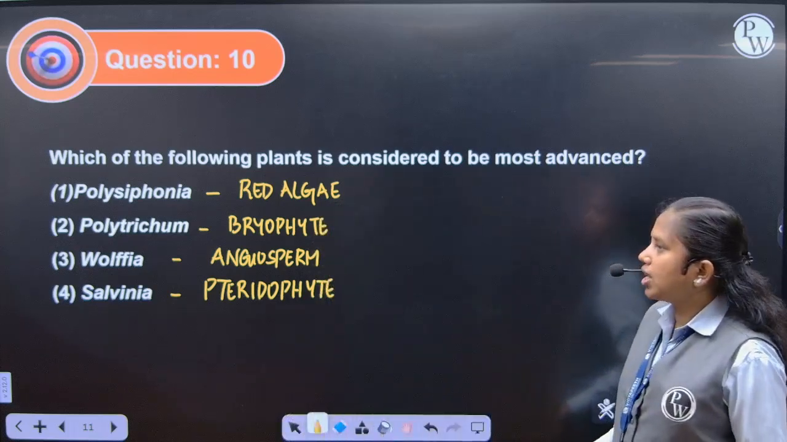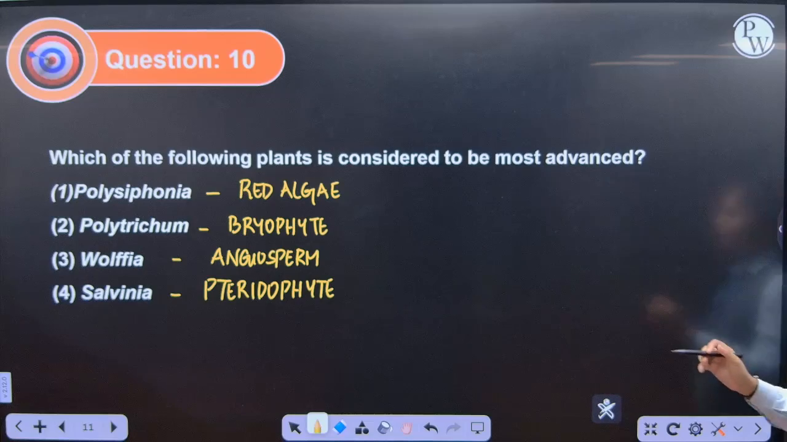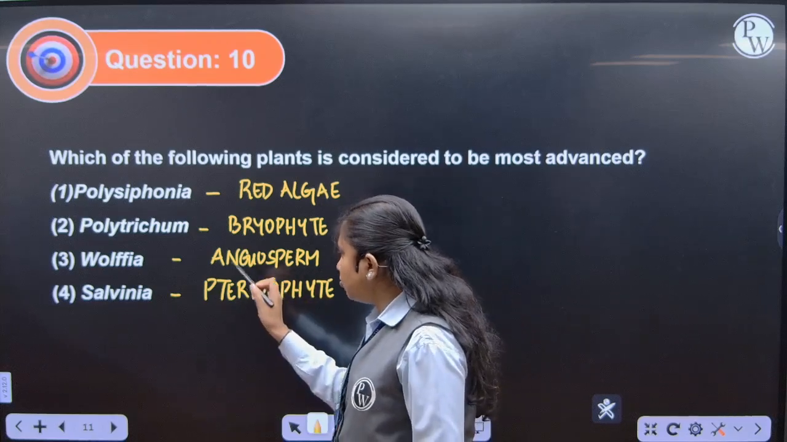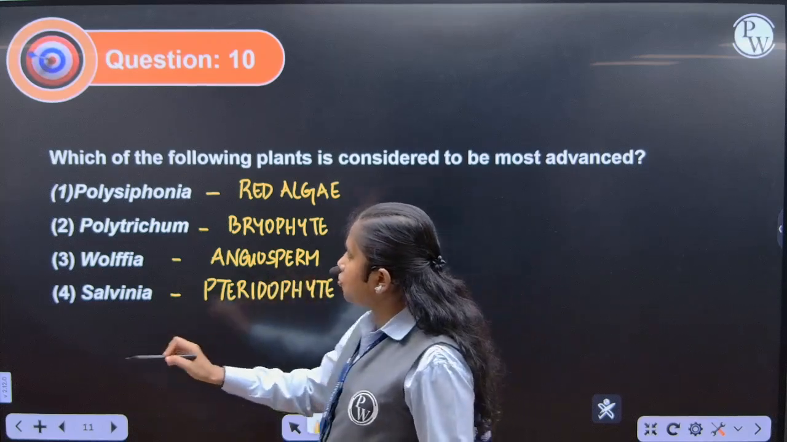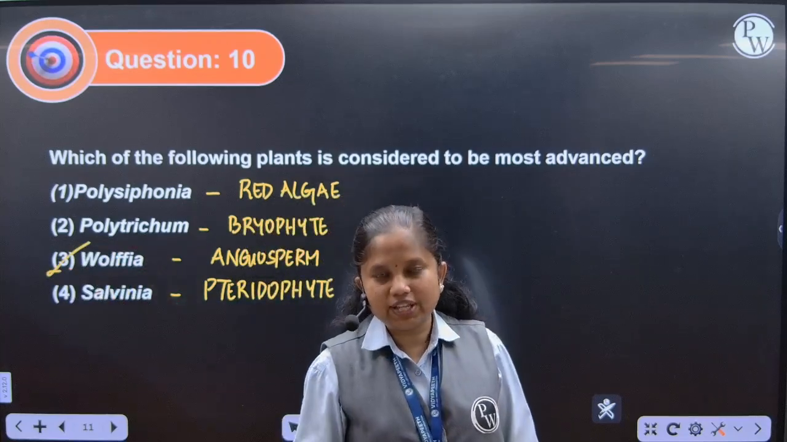So we need to check which of these is the most advanced one. We know that angiosperms are the most advanced. So the correct answer for this question will be option 3, Ulpia, which is an angiosperm.